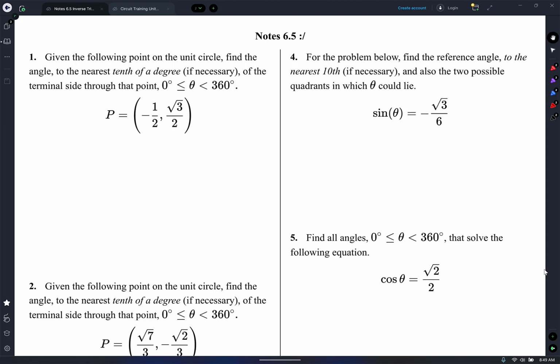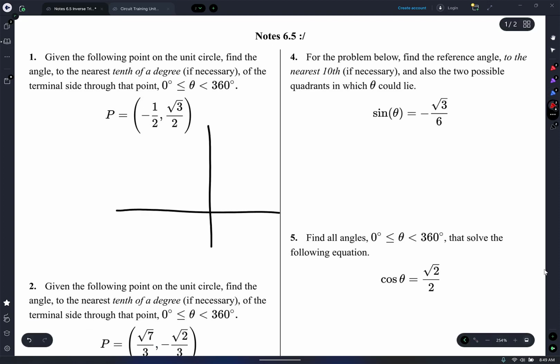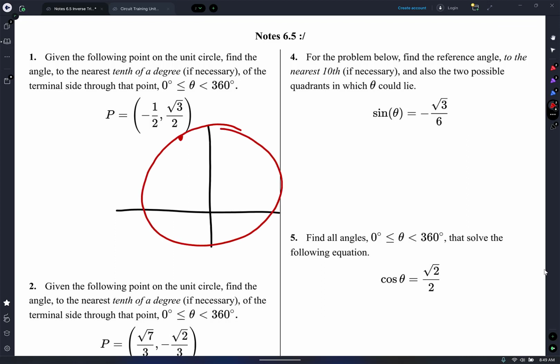Given the following point on the unit circle, find the angle to the nearest tenth of a degree, if necessary, of the terminal side through the point -1/2, square root of 3 over 2. All right, on your unit circle, where is -1/2, square root of 3 over 2? In the second quadrant. And what angle is it? Yeah, it's not drawn to scale, but 120 degrees. And there it is. That's it.